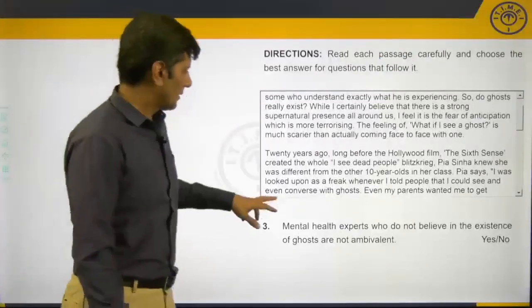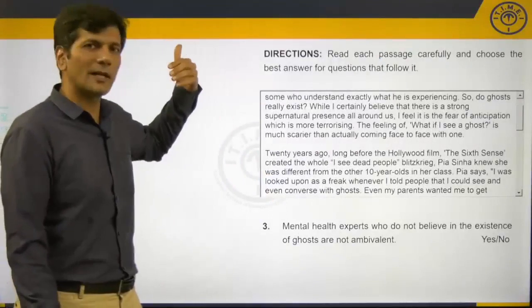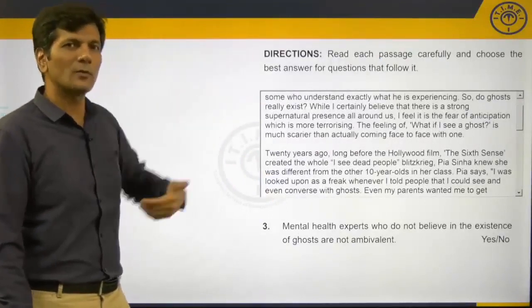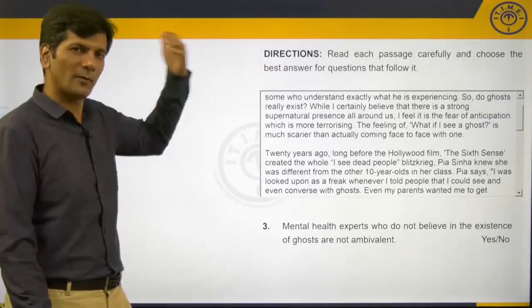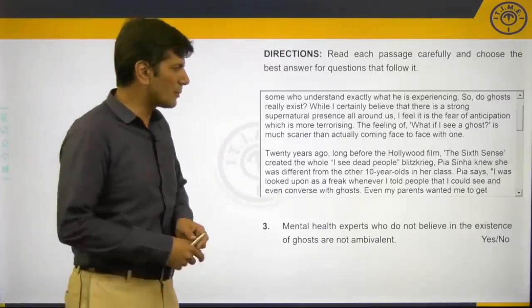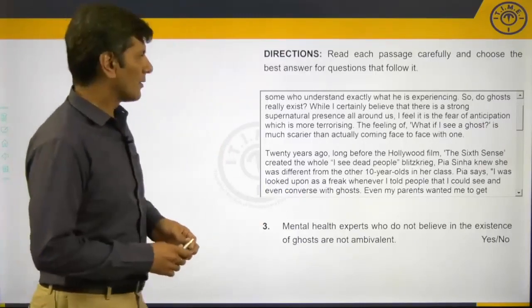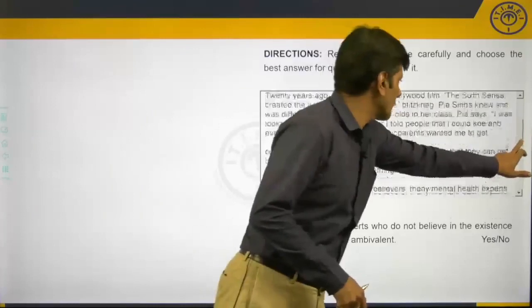All right. First question. Let's say question number 3. We looked at summary 1 and summary 2 for the previous passage. They were questions 1 and 2. So this is your question number 3. Mental health experts who do not believe in the existence of ghosts are not ambivalent. Now, where do we come across this part?